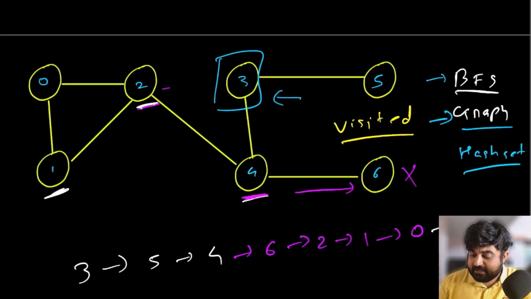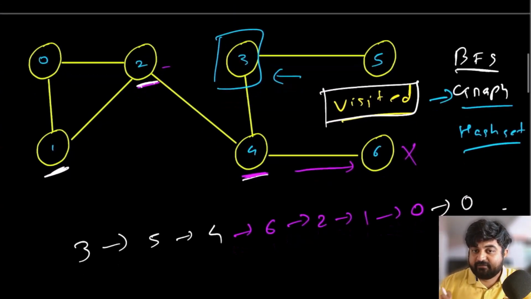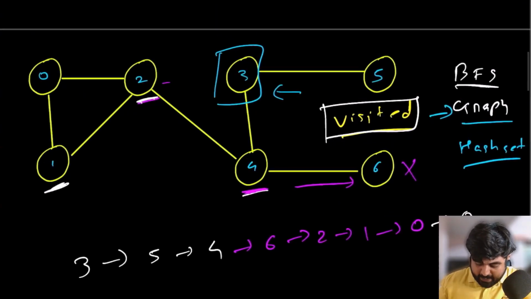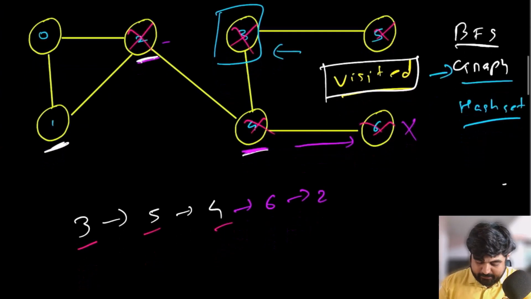But in either case, you have to make sure that you take care of the visited node, because you do not want to end up in an infinite loop cycle. So now again, let's go back and mark all the nodes that we have visited. So 3 we already visited, same way we visited 5 and 4 and 6 and 2. So all of these nodes we have visited so far, and now let's repeat the same process.